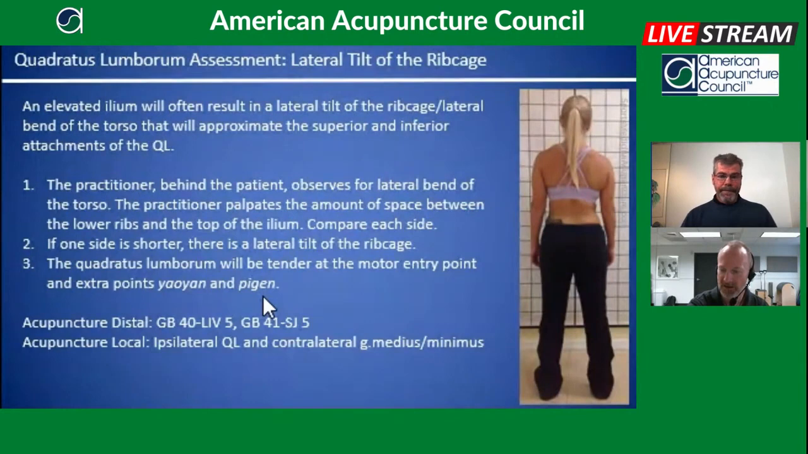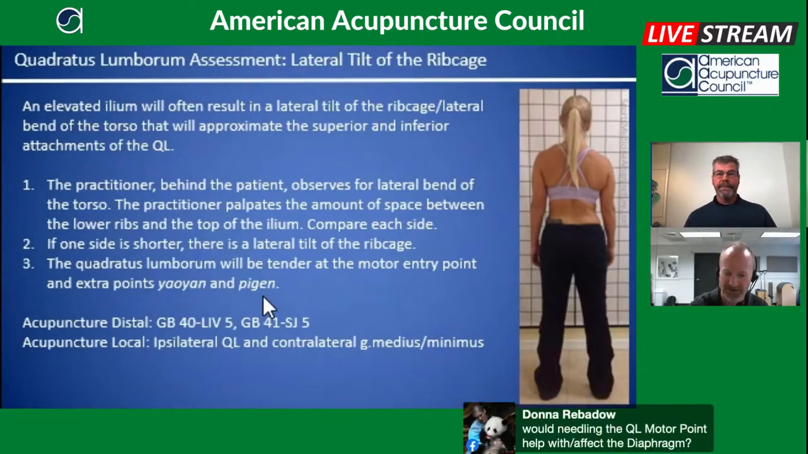Good. I'm glad you explained that, Brian. Maybe this is not a great time. I think there was some question on the QL and the diaphragm. I see some references to it, but I don't see the actual question. So we'll catch that at the end if that hasn't been answered already.